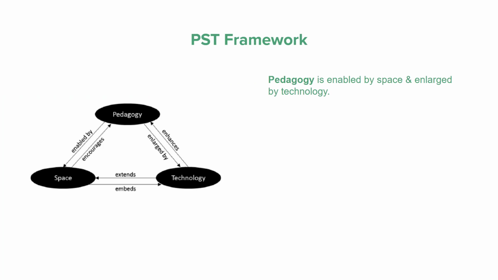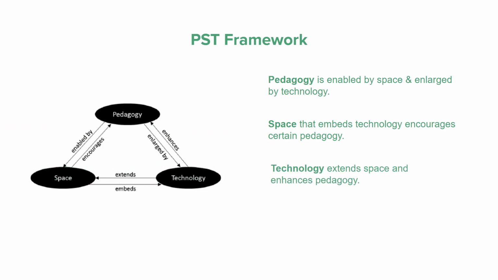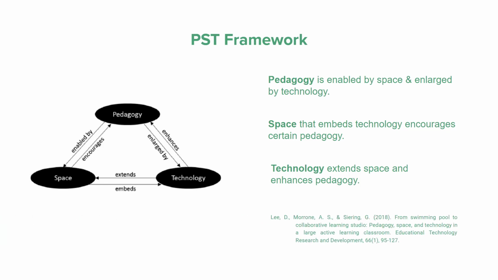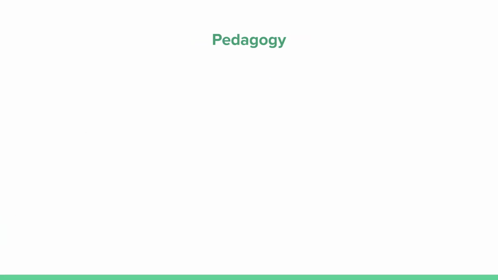You can take a look here at pedagogy, space, and technology, and you can see the little cycle, right? Each of these can be used to enhance the other, and in particular, how can you use these components in an active learning classroom to promote active learning?